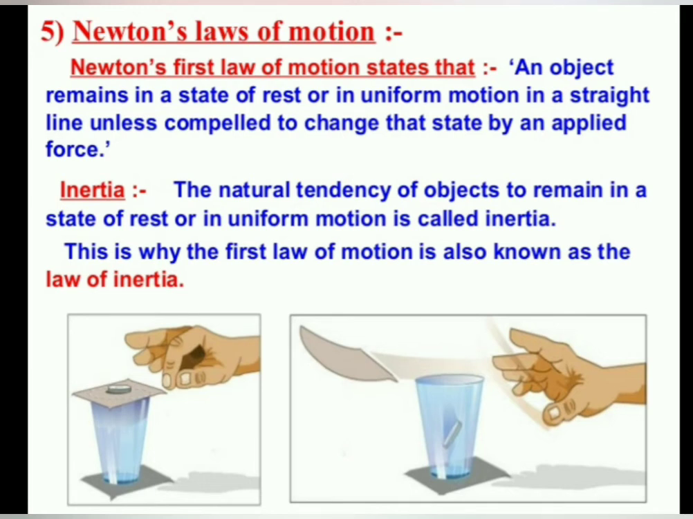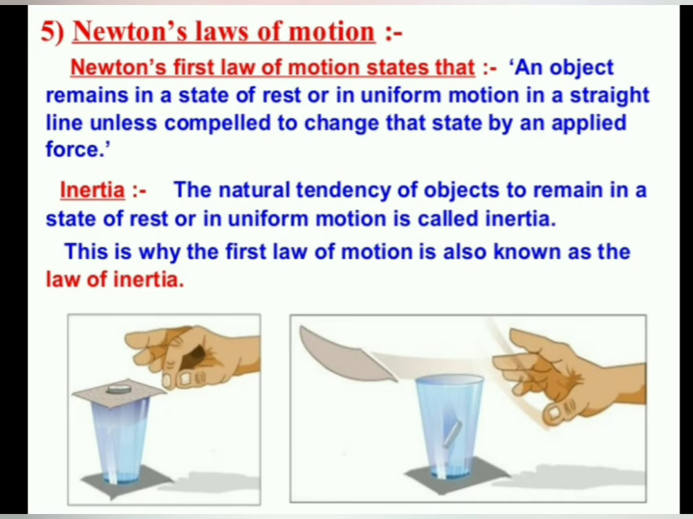What is the statement? An object remains in a state of rest or in uniform motion in a straight line unless compelled to change that state by an applied force. So here we are applying the force. Due to the force, an object at rest can change its position or start moving. If the object is in uniform motion in a straight line, it can also change direction, because you have applied an external force.